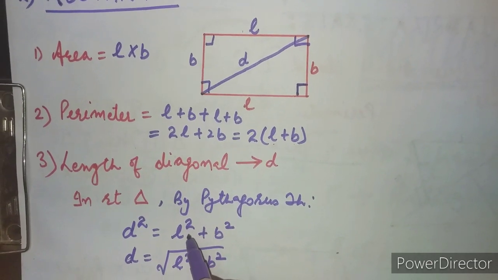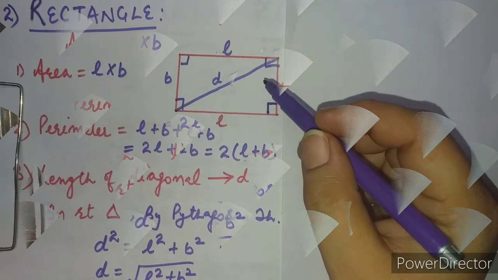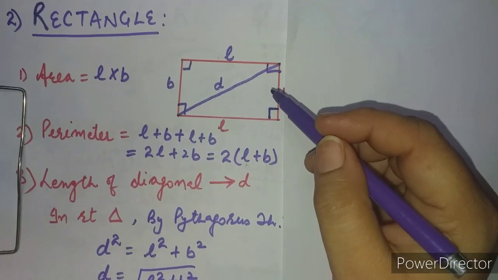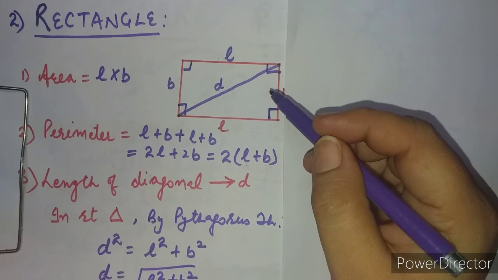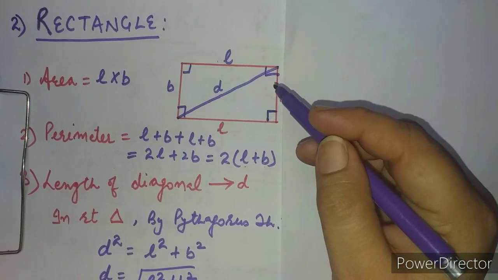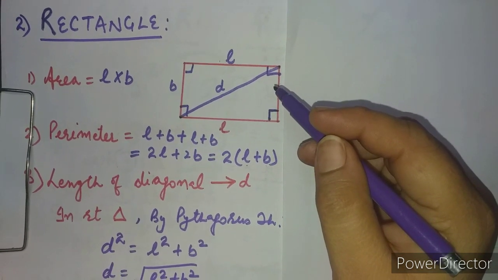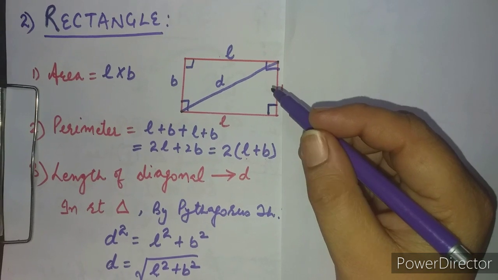So students, in this video I have discussed with you only two types of quadrilaterals and their areas, that is parallelogram and rectangle. The rest of the types of quadrilaterals I will discuss in my next video.